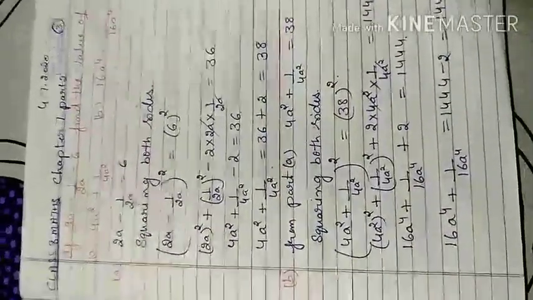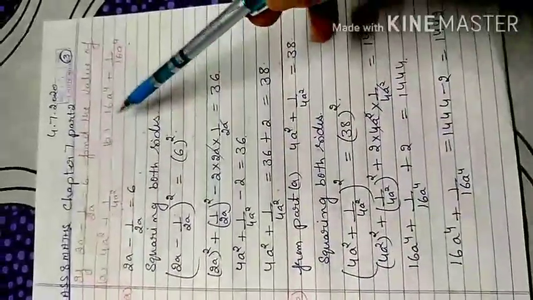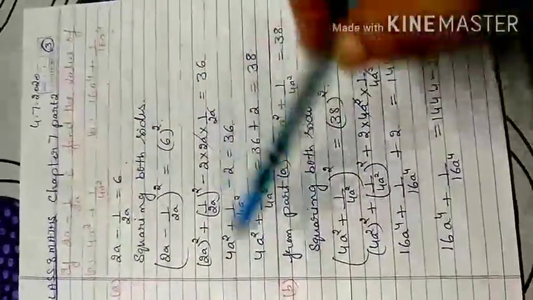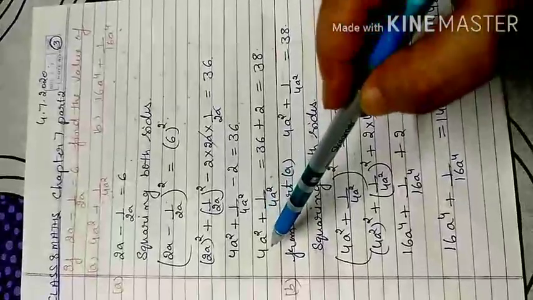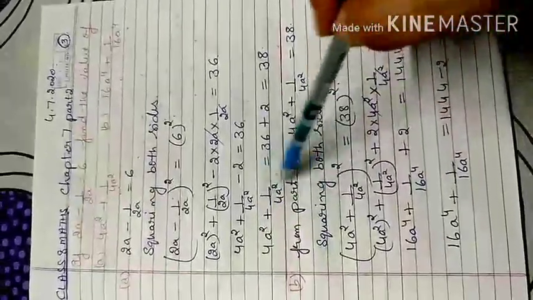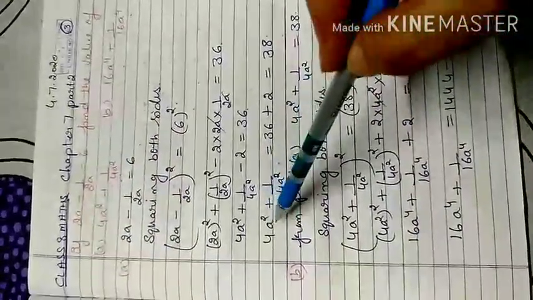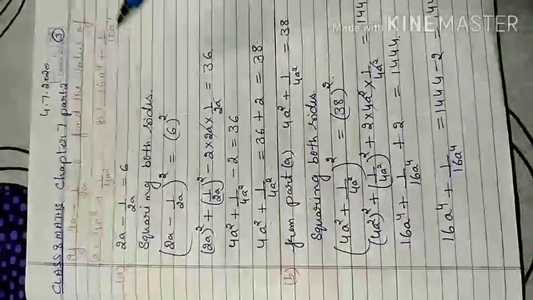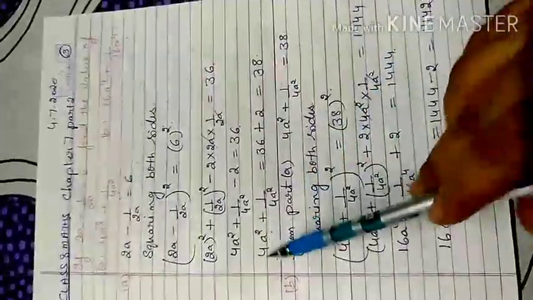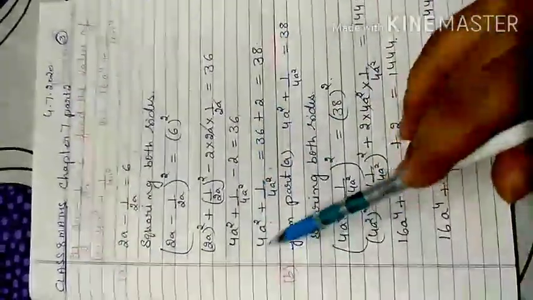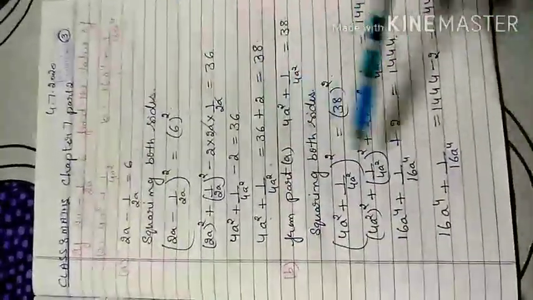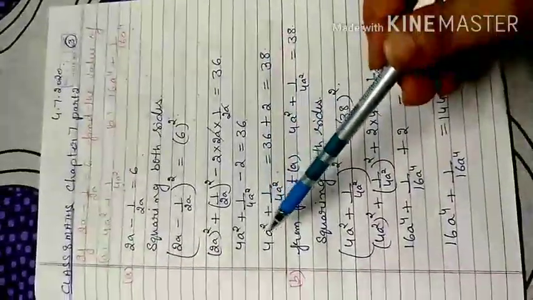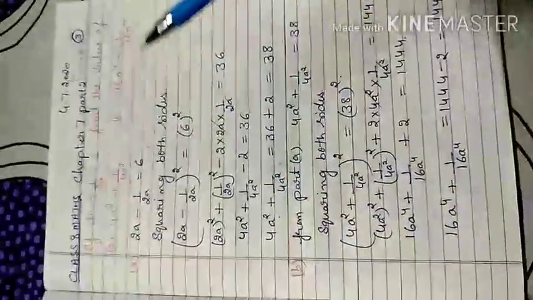That is from the first part. But if I'm going to find 16a^4 plus 1 by 16a^4, if I just look at the first part, if I go with the square of these two terms, the first term and second term, so I get 16a^4 plus 1 by 16a^4. That means I have to continue from the answer of the first part, then go further with the squaring method, because only in that condition I get the square of both the terms.